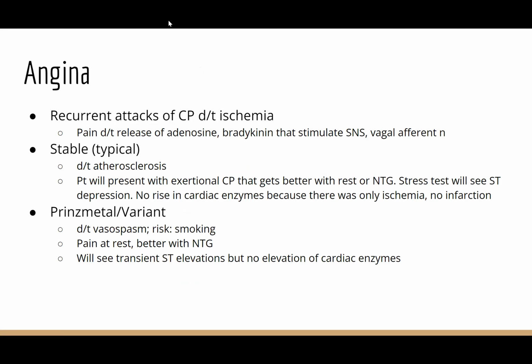So notice that there is a difference in presentation and cause in each of these. That'll help you distinguish, okay, which one am I talking about? Stable, typical atherosclerosis is the big thing. So they're going to have exertional chest pain. And so that gets better with rest or nitroglycerin, so any sort of vasodilator. If you do a stress test, you can see ST depression, but you're not necessarily going to see it in the moment. Exertional chest pain, you have to elicit that response. You're also not going to see a rise in cardiac enzymes because this is only ischemia, no infarction.